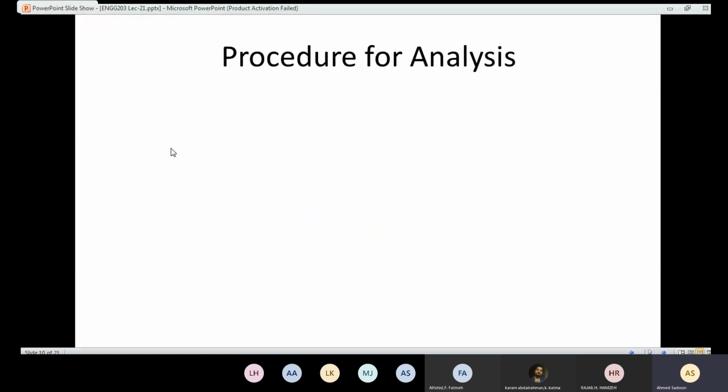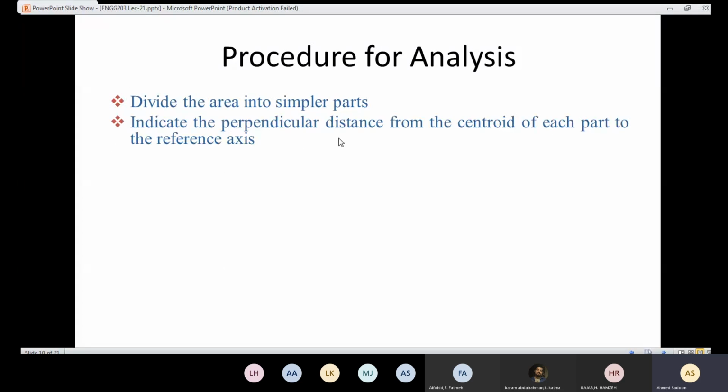We have certain steps that need to be done in order to determine the moment of inertia for the composite section. First, we need to divide the composite section into simpler parts: triangles, rectangles, circles, and so on. Then we need to know the perpendicular distance from the centroid of each part to the reference axis. Of course, you need to determine the moment of inertia about a certain axis, so we need to know the perpendicular distance between the centroid of that part and the reference axis.